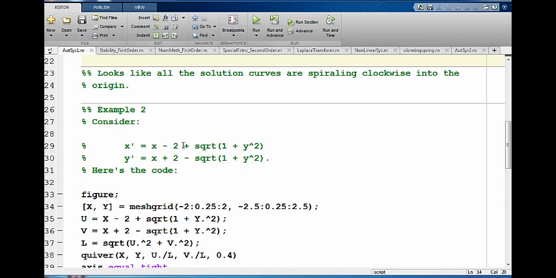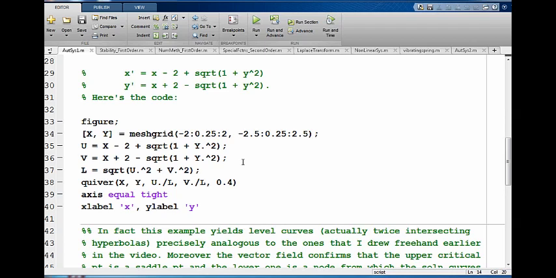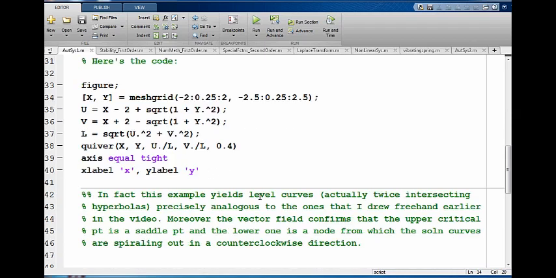If you look carefully, you'll see that the level curves are hyperbolas. x minus 2 plus the square root of 1 plus y squared equals 0 is basically (x minus 2) squared minus y squared equals 1. The second one is also a hyperbola. The orientations are different. And in fact, I'll jump down to below. This example yields level curves exactly like the ones that I drew in the previous screen. So let's see what comes out.